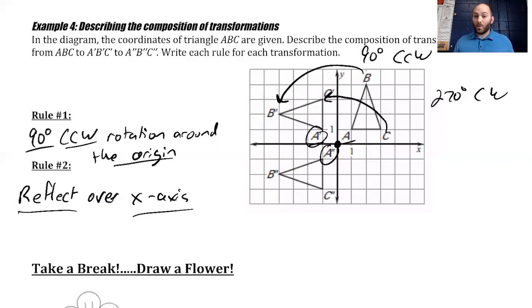Okay, so that's how we're going to wrap up this unit. We are doing these multi-step transformations. That is it for Unit 2, well, 2.3, and then Unit 2 in general.